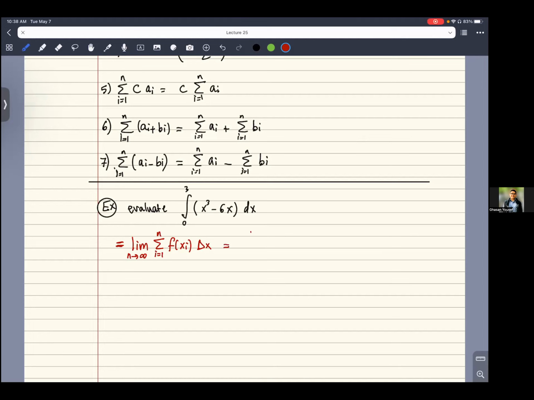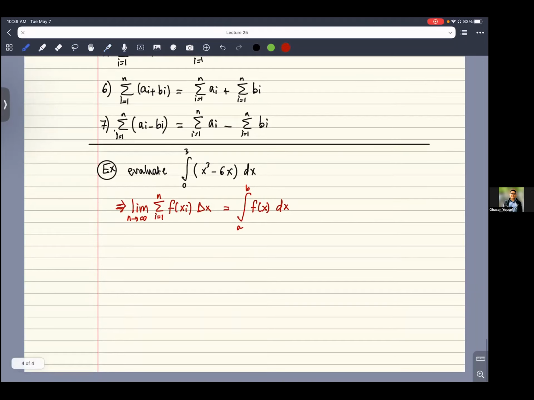This is the same as, again, the integral from a to b of the function f of x dx. The limit of the sum is the same as the integral. So in this example, we need to find delta x and we need to find xi, then plug them inside this limit to find the integral of this function from 0 to 3.